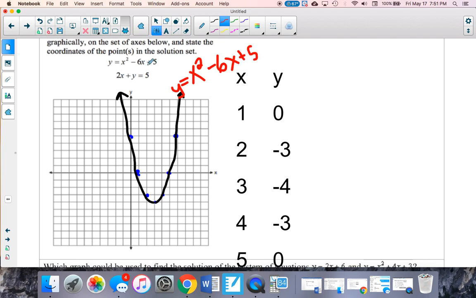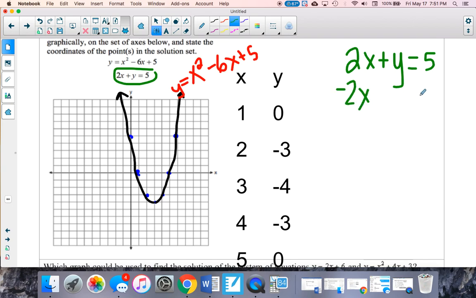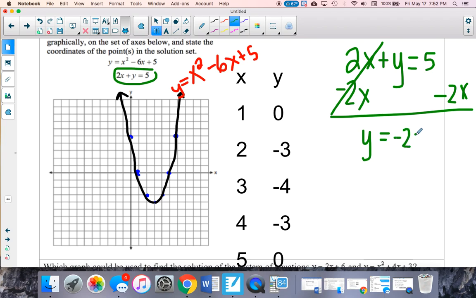Okay, so next I need to graph this second equation. This looks like it's a line, but it's not in the right form. 2x plus y equals 5. To get it into graphing form, I need to get y by itself. To do that, I'm going to subtract 2x from both sides. Minus 2x, minus 2x. Cancels out. Y equals negative 2x plus 5. And now it's in the form y equals mx plus b.